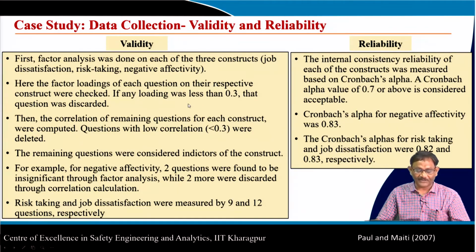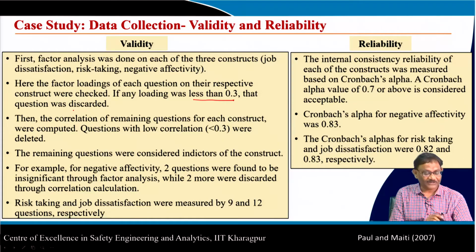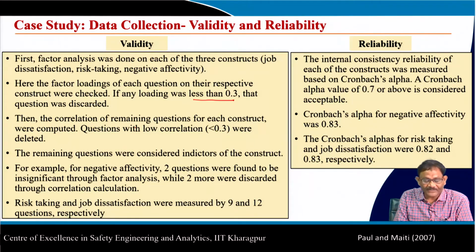If any loading is less than 0.3, we consider that the question is discarded. The correlation of the remaining questions for each construct was computed, and questions with low correlation were deleted. So that is how we have done it. Factor loading of each question on its respective construct was checked using factor analysis. If any loading was less than 0.3, it was discarded. Then the correlation of the remaining questions of each construct was computed. Questions with low correlation were further deleted. The remaining questions were considered indicators of the construct.